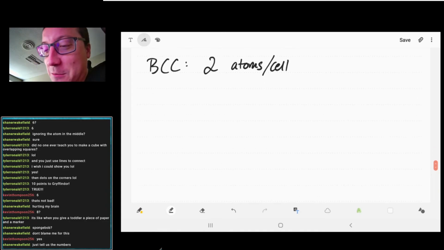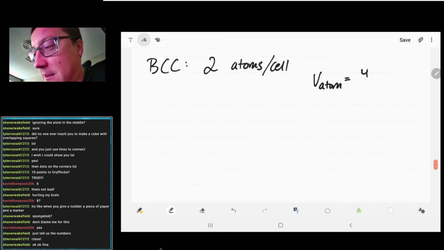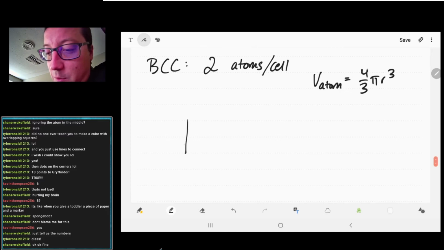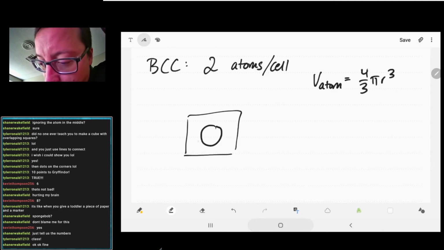Okay, body-centered cubic. So we also know that, of course, our V for the atom is still 4/3 pi r cubed. However, our volume for the cell is going to be different this time. So if we look at one face of this, we have our blob here.